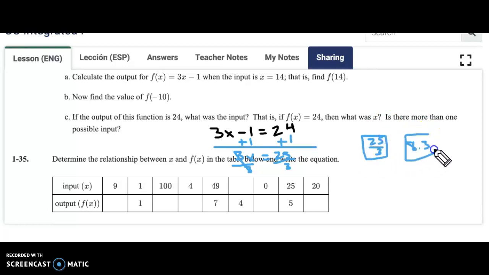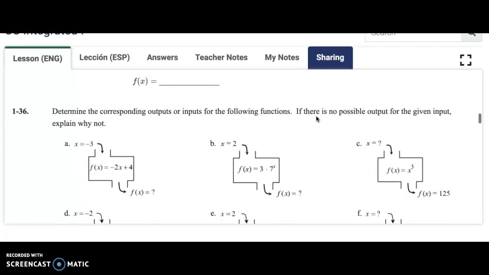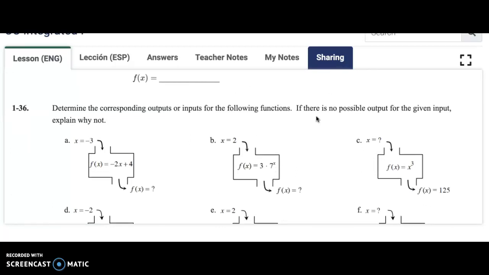But again, notice these first two, they told you what the input is, so you just plugged in the input here. This one, they told you what the output is, so you needed to set up an equation and work backwards to figure out what you plugged in there. We're going to look at 2 more really quick things, and then this video will be done.